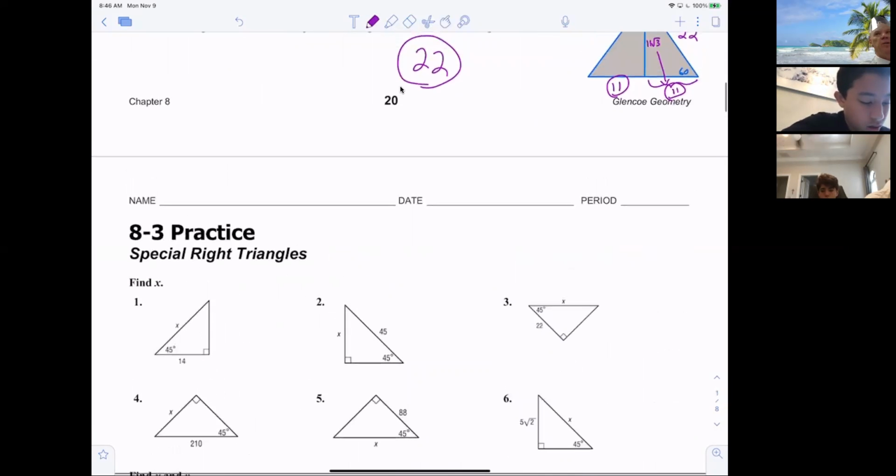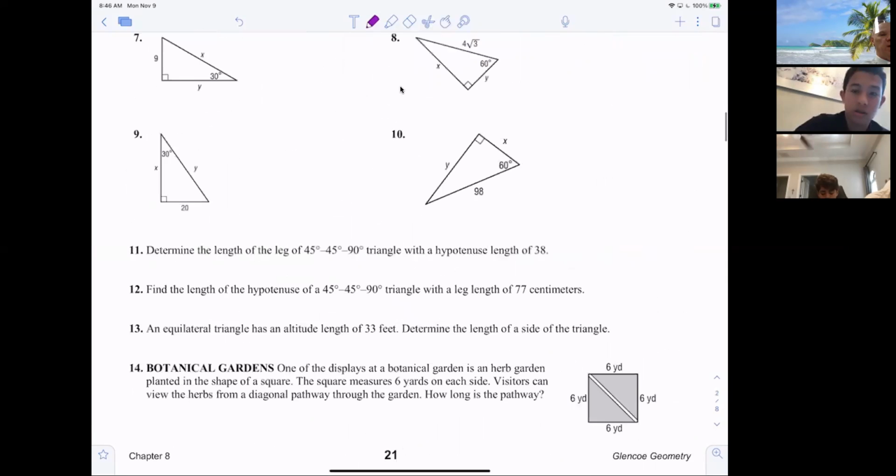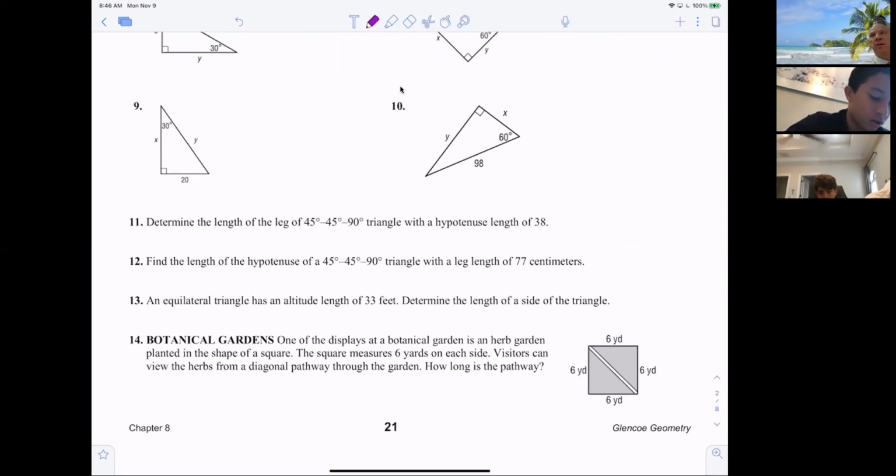All right, so 8-3. Get the other worksheet done. 14 problems. Probably some of you already done. I appreciate you. My homeschool peeps, how was that? You guys okay? That was easy, right? So go ahead and finish that worksheet up.